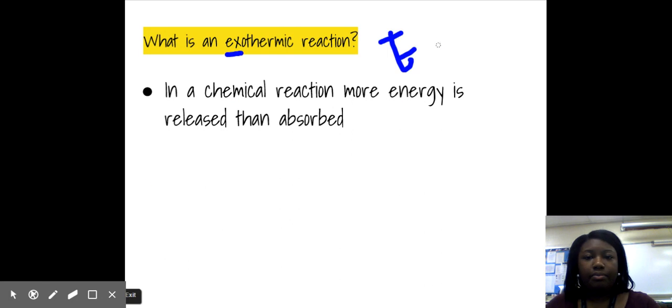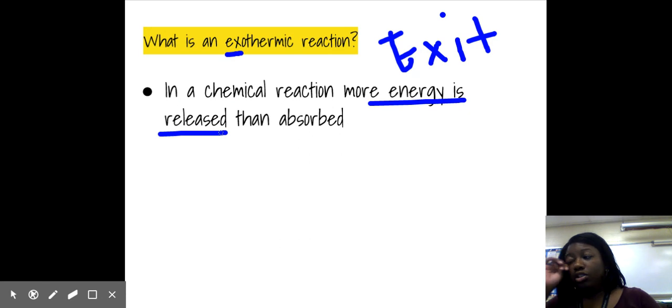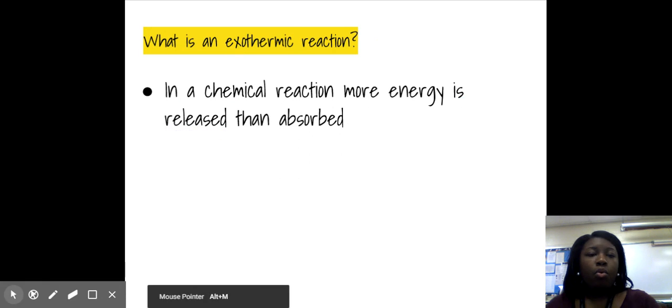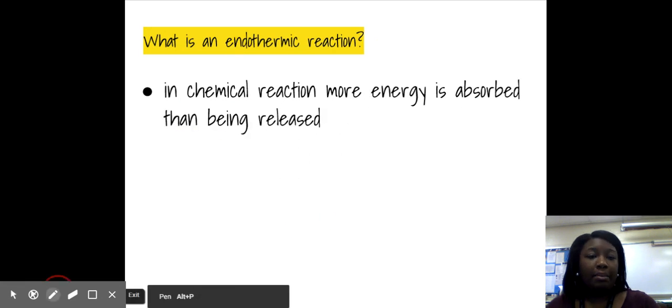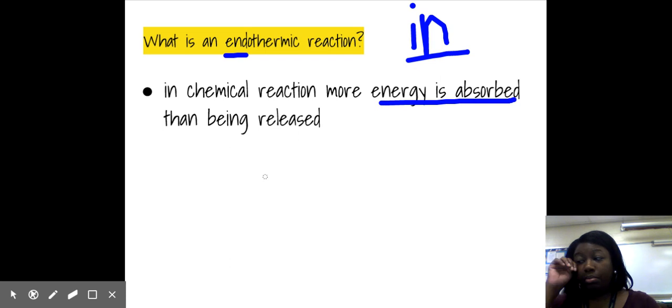exit, that is basically the energy being released. Okay, it's exiting. The energy is being released and exiting. So, with that heat, for example. Okay, when we're talking about endothermic, same thing, opposite. Endo, in, that's when the energy is being absorbed and not being released. Okay, so you would probably detect it getting cooler.